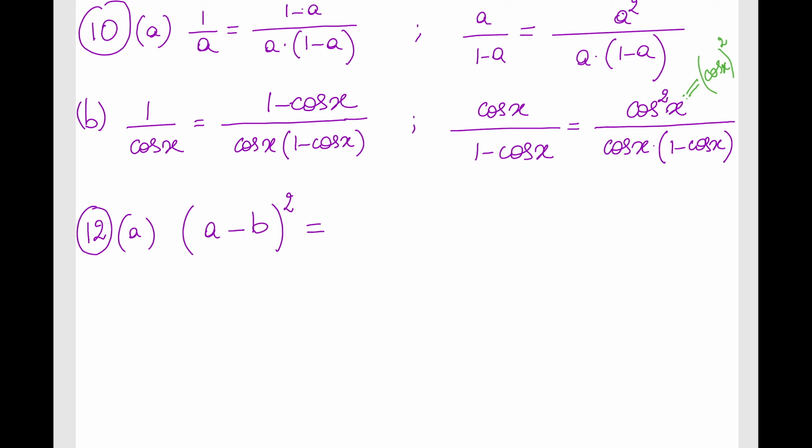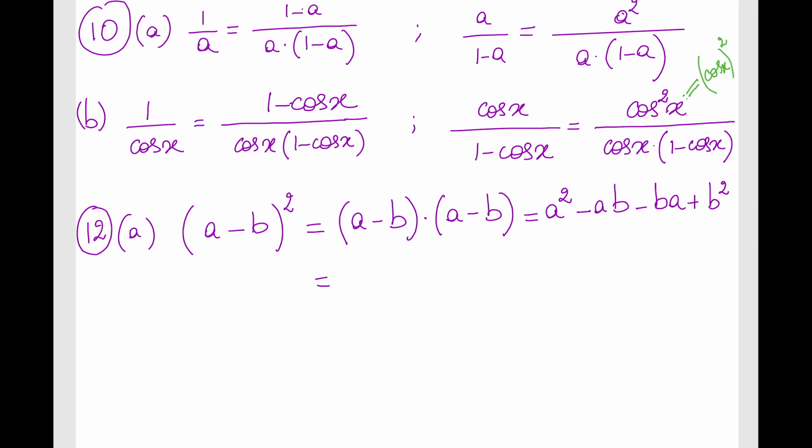Correct? Well, a minus b squared is a minus b times a minus b, correct? And if you FOIL it out, you get a squared. So a times a is a squared. A times negative b is negative ab. Negative b times a is negative ba. And negative b times negative b is plus b squared.